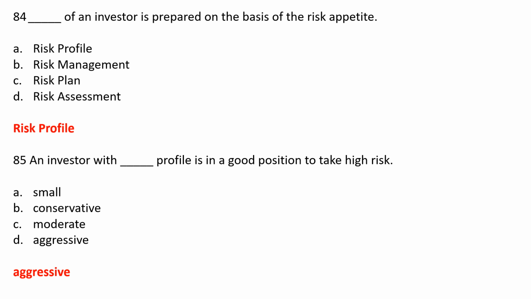An investor with dash profile is in a good position to take high risk. Option A, small; option B, conservative; option C, moderate; option D, aggressive. The correct answer is option D, aggressive. An investor with an aggressive profile is in a good position to take high risk.